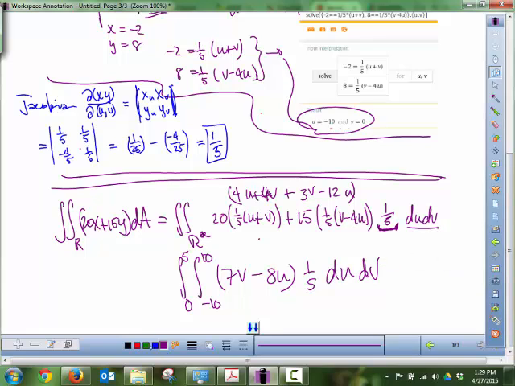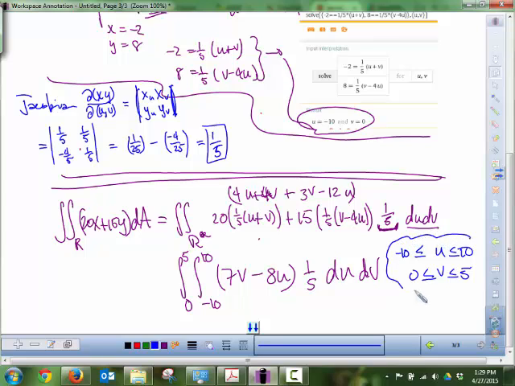Probably should have written this down. I keep stressing the inequalities for your integrals. You probably should have written this down. U, V. And then again, you'd look back in your picture. U goes from -10 to 10, and V goes from 0 to 5. That'll just help write your limits a little bit easier.